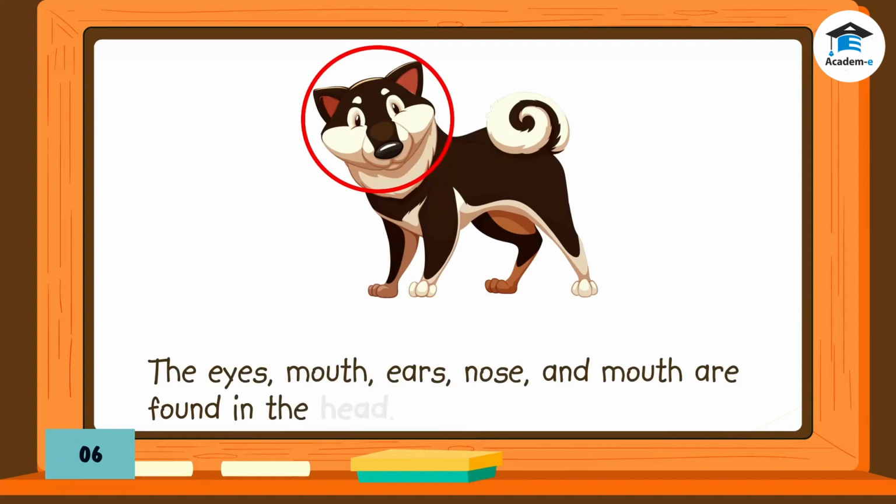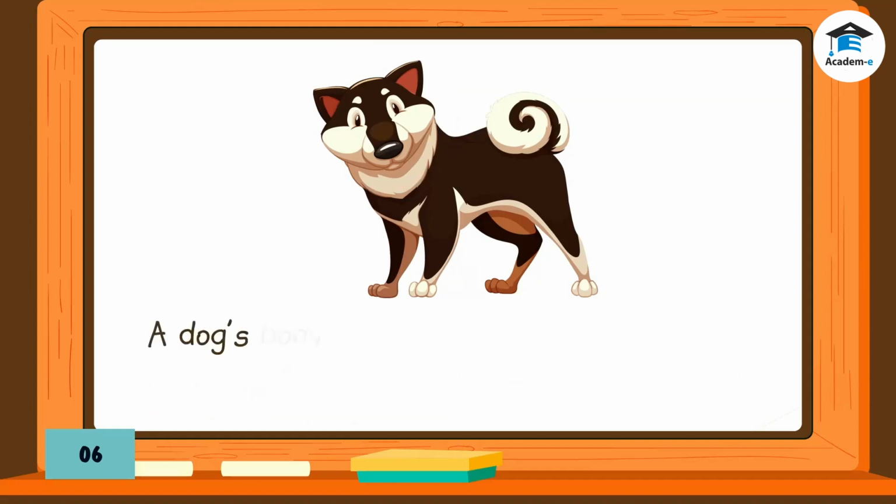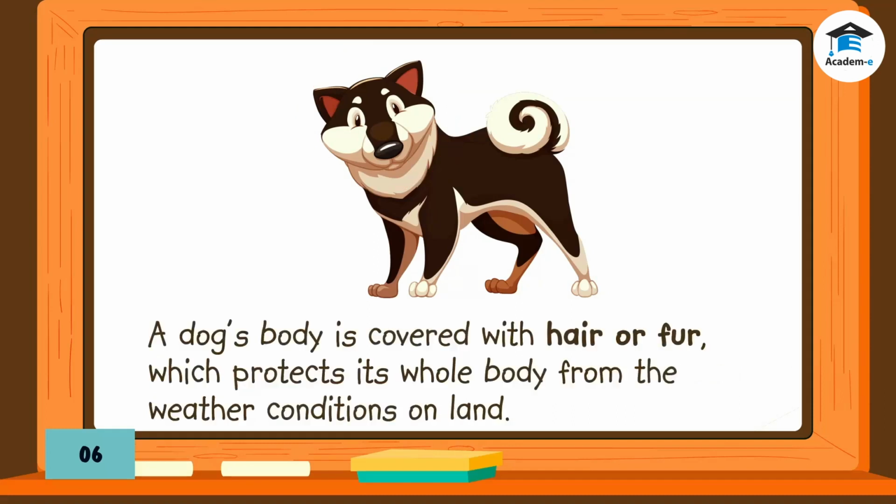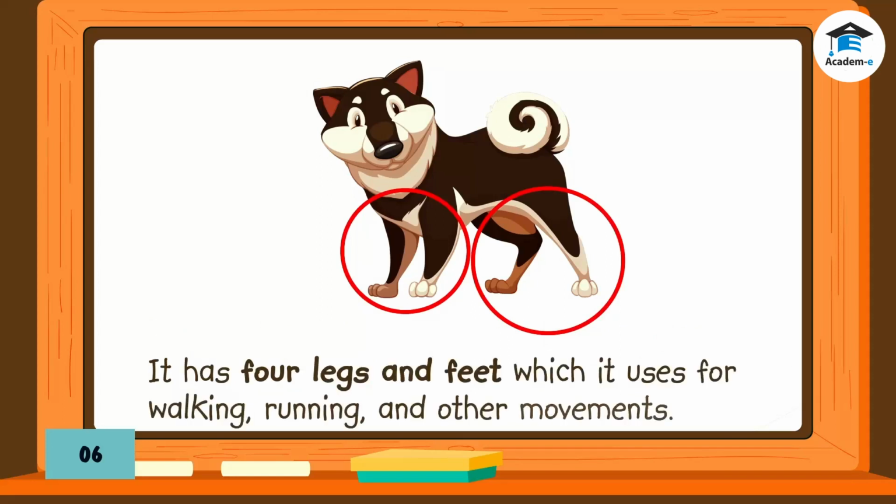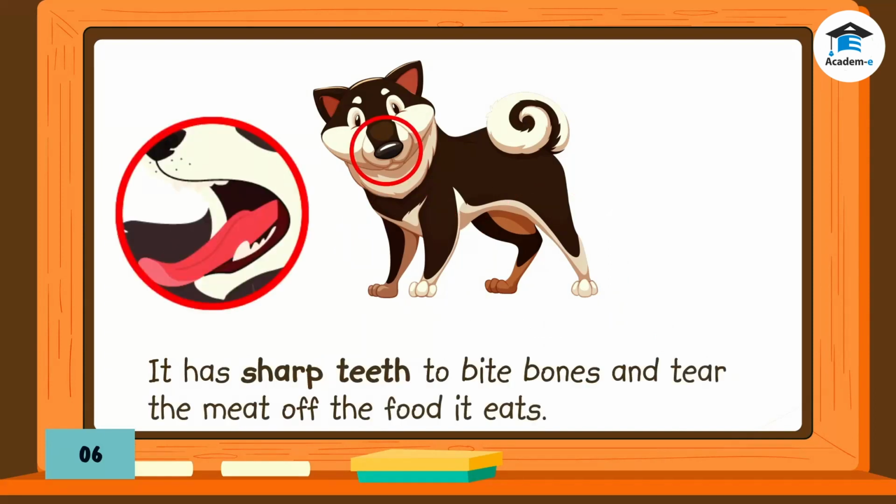The eyes, mouth, ears, and nose are found in the head. A dog's body is covered with hair or fur, which protects its whole body from the weather conditions on land. It has 4 legs and feet which it uses for walking, running, and other movements. It has sharp teeth to bite bones and tear the meat off the food it eats.